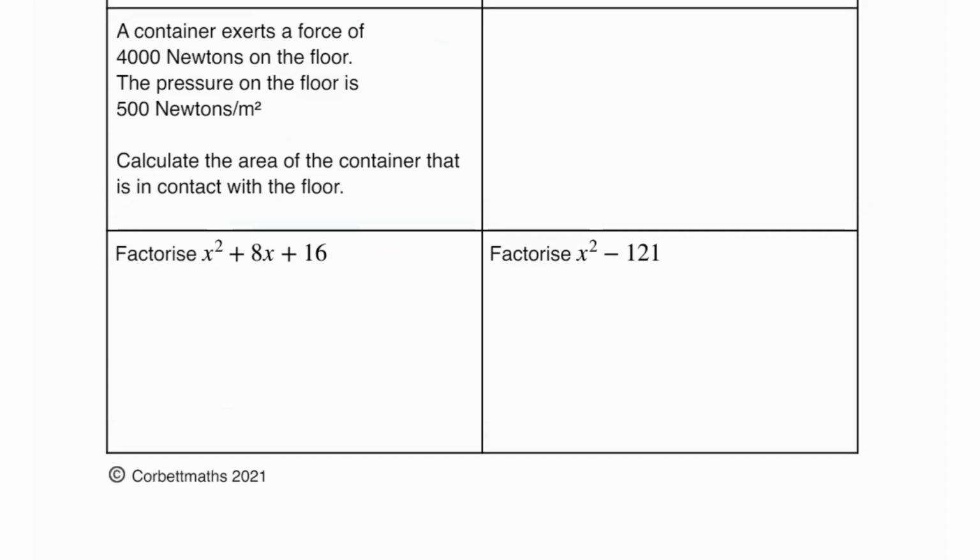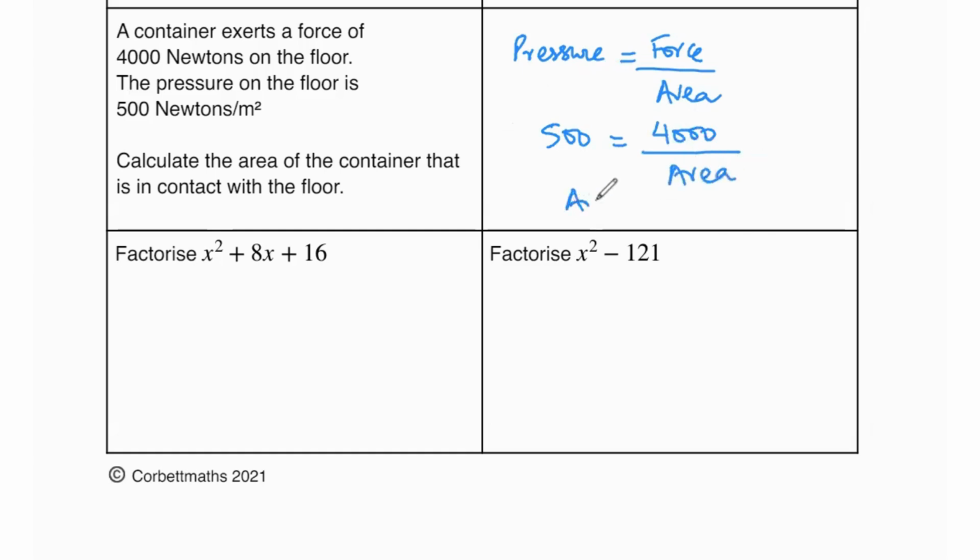Calculate the area of the container that is in contact with the floor. So pressure basically has the formula of force over area. Pressure is given as 500 newtons per meter squared and force is 4,000 divided by the area. So that means area is going to be the division between 4,000 and 500, which basically is going to be 8 meters squared. That is your answer.